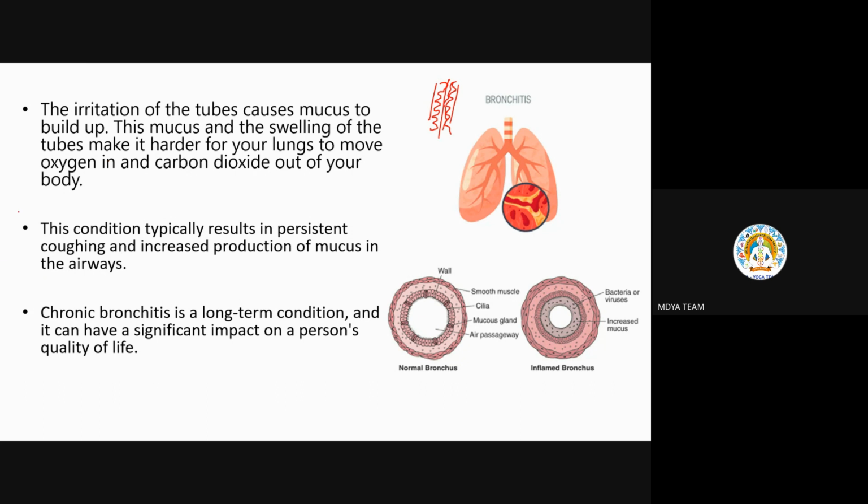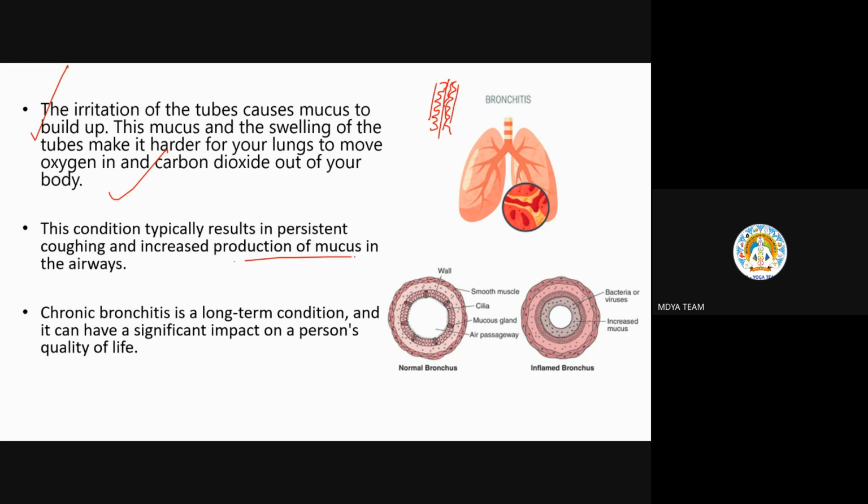Okay, now it is simple, same everything. What we have explained is only written. We can see that irritation of the tubes causes mucus to build up. This mucus and the swelling of the tubes make it harder for the lungs to move oxygen and carbon dioxide out of the body. What we have studied before only. The condition typically results in persistent coughing and increased production of mucus in the airways.